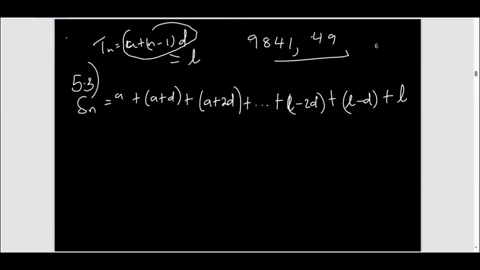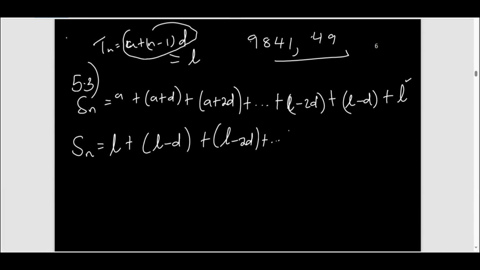Then the second step is to switch this around. It's the same equation, but swapped. What came last should come first here, and what came second last must be second here. This is L minus D, and then I'll have L minus 2D, and whatever is in between. Then I'll have my A plus 2D, my A plus D, and then my A.